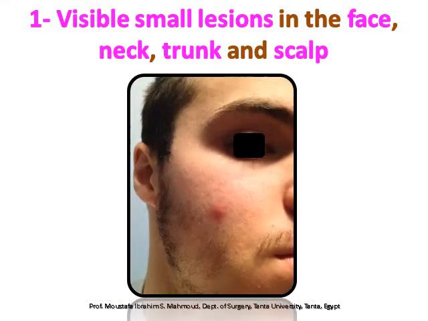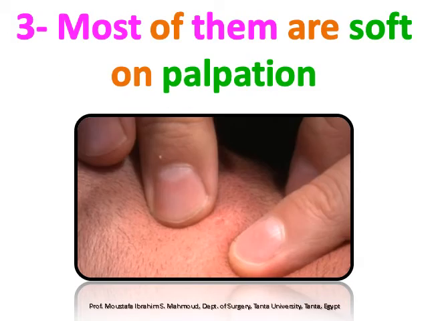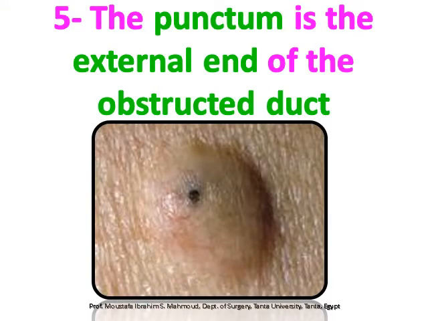Signs: a visible small lesion in the face, neck, trunk, and skull. Filled cysts with white toothpaste-like foul-smelling discharge. Most of them are soft on palpation. Some cysts might show signs of local inflammation. The punctum is the external end of the obstructed duct.